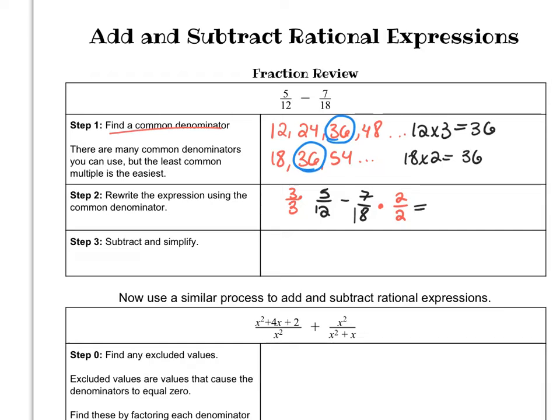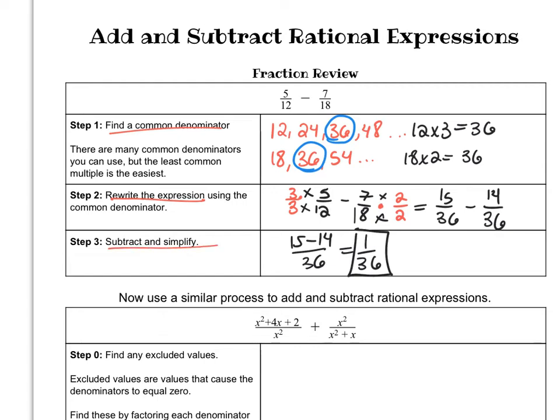So now when I simplify this, this is going to be 15/36 minus 14/36. And all we did was multiply straight across for both of those fractions. All right, and of course, 15 minus 14 is 1, and our denominator does not change. So our answer is 1/36. So let's review those steps. First, we found a common denominator. Then we rewrote our expression using that denominator, and then we subtracted and simplified.